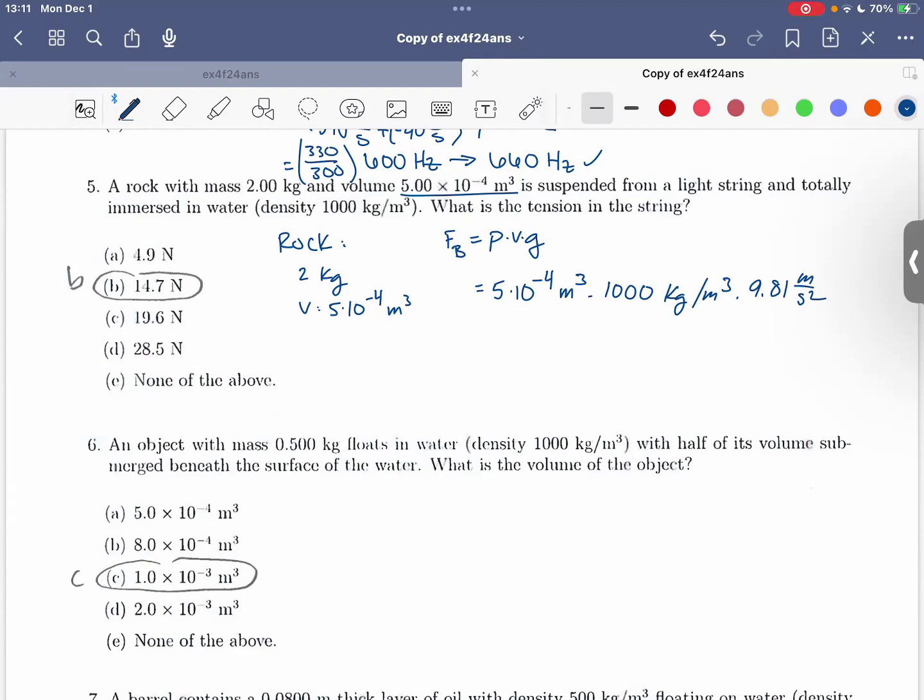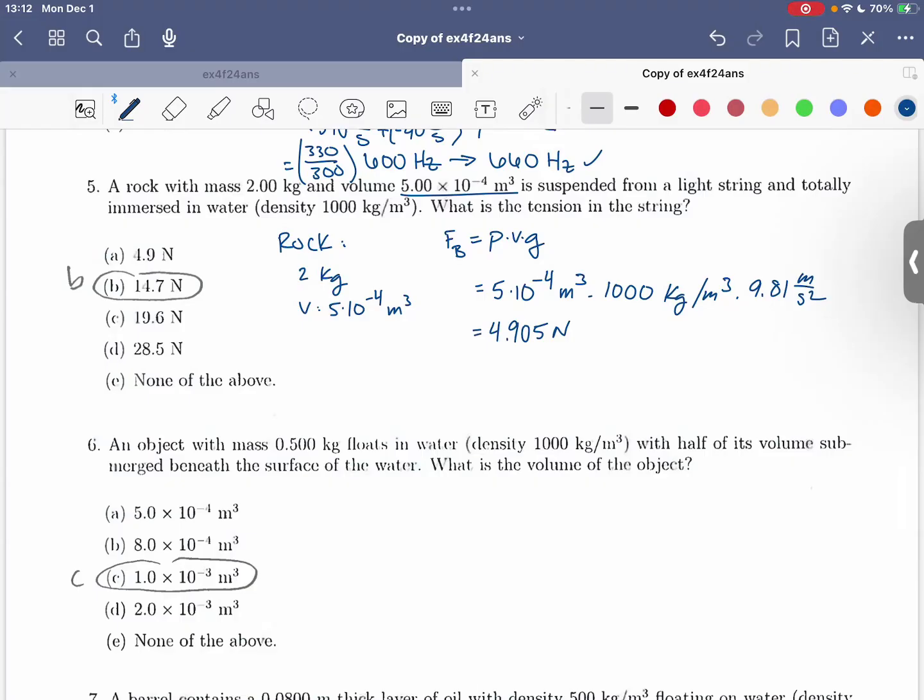So when we plug that into our calculator, we get 4.905 newtons. So this is the buoyant force. This is going to be pushing up against the rock and supporting it, so decreasing the tension in the rope.